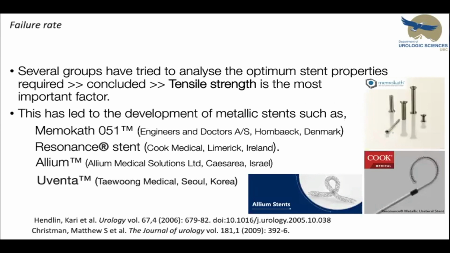In order to improve the success of double J stents in malignant extrinsic obstruction, several groups have tried to analyze the optimum stent properties, and they concluded that the tensile strength is the most important factor. This has led to development of metallic stents, such as Memokath, which was produced in Denmark, the Resonance stent from Cook Medical, the Allium stent developed in Israel, and the Uventa in Seoul, Korea. This is the image of the Memokath, Resonance stent, and the Allium stent.